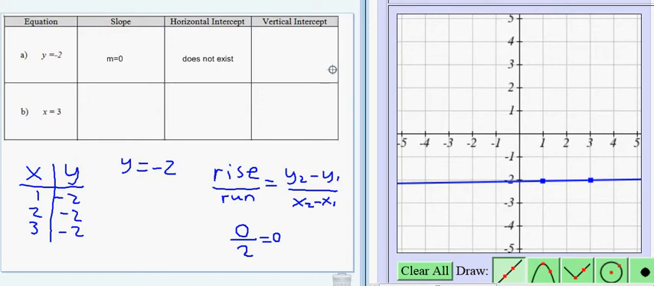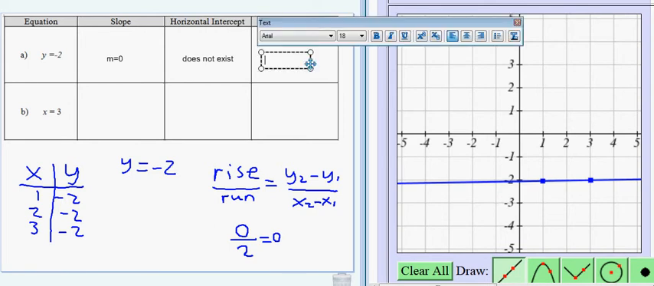So it looks like my answer here is (0, -2), but I would use correct notation and write it this way.